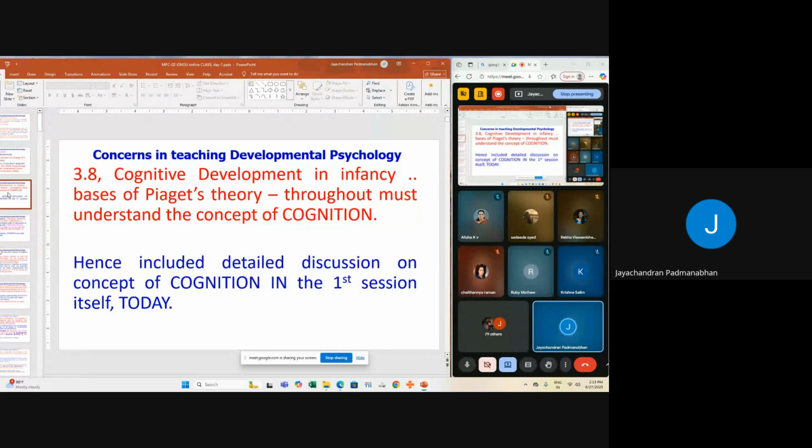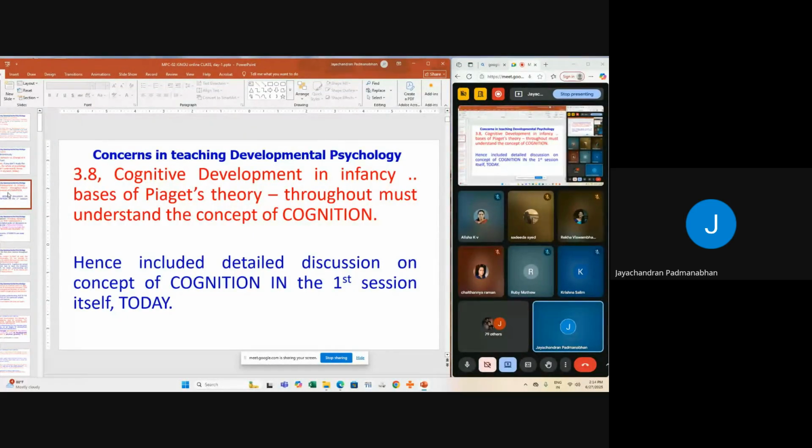Now comes cognitive development in infancy, basis of Piaget's theory. Throughout, you must understand the concept of cognition. Cognition has to be thinking, thought process. So you got about 5 theories to be studied. One is psychosexual theory of Freud, psychosocial theory of Erikson, then cognitive theory of Piaget.